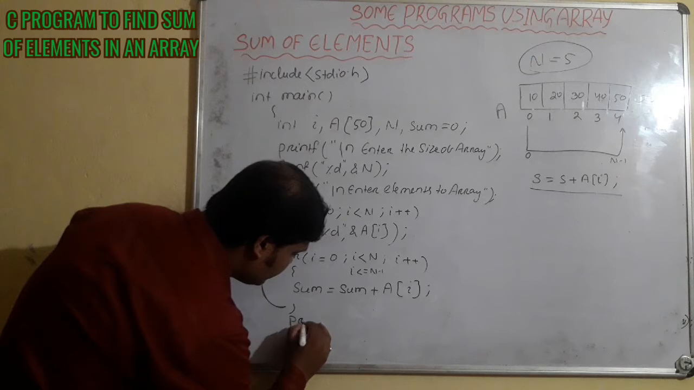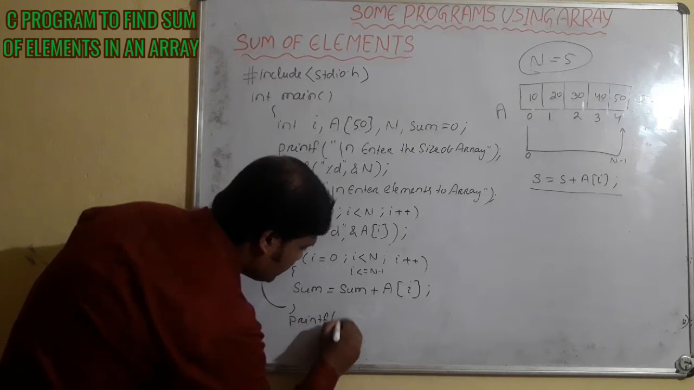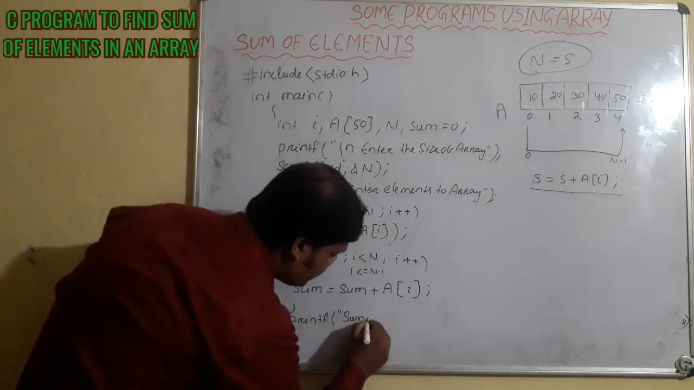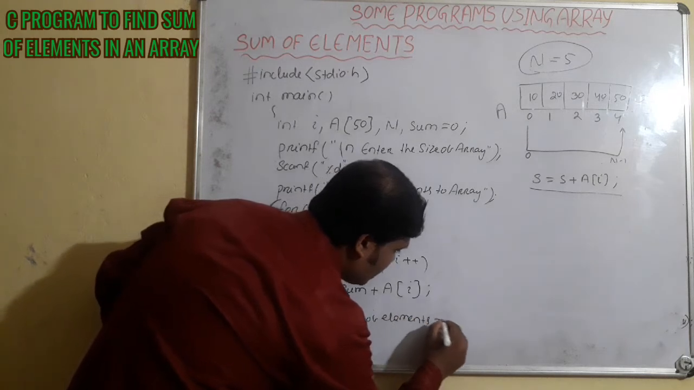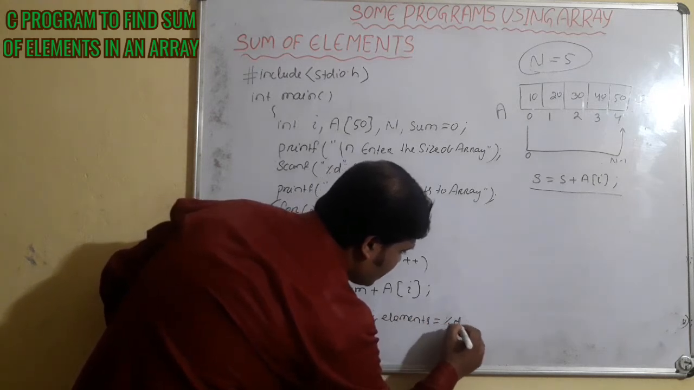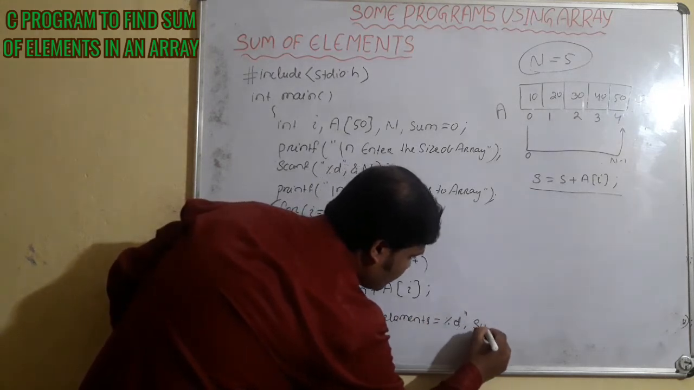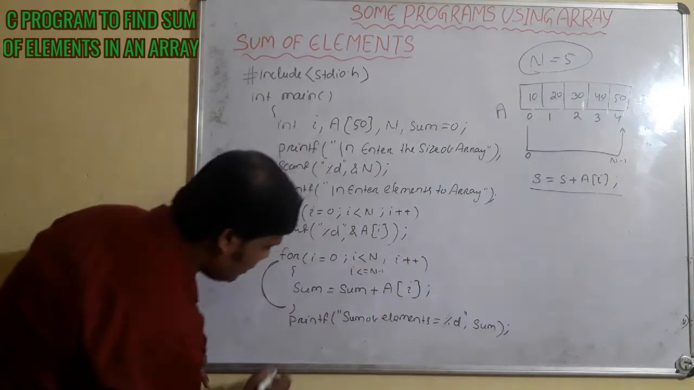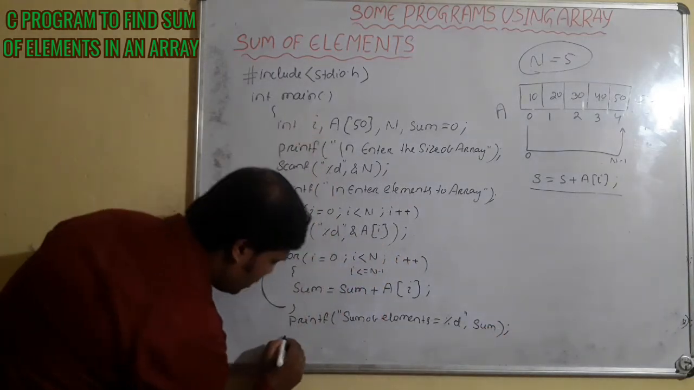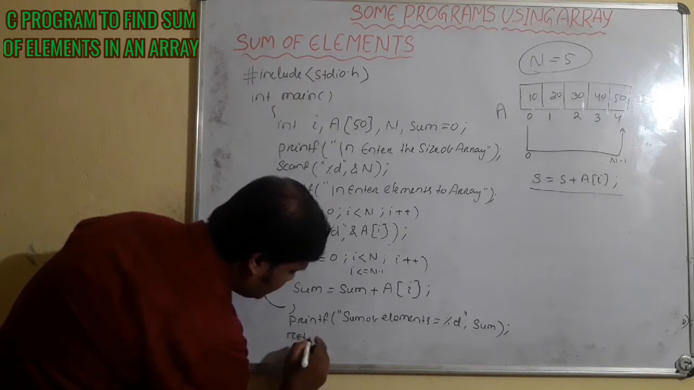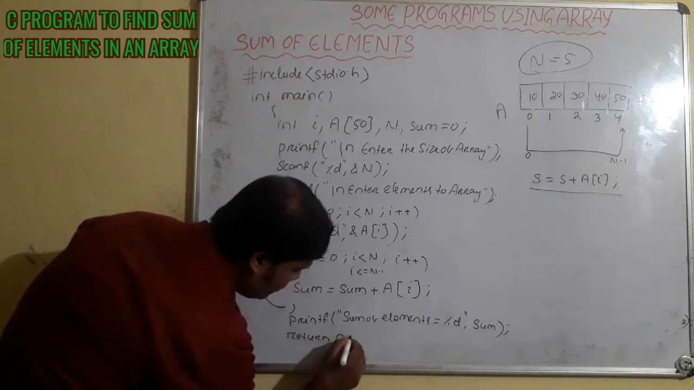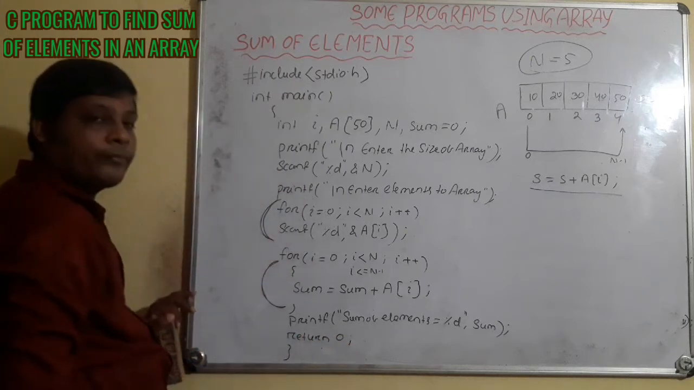Then I have to print only that variable. printf, sum of elements equal to %d, then sum. Okay, then this is int main, so I have to take what? return 0, and this is the end of main.